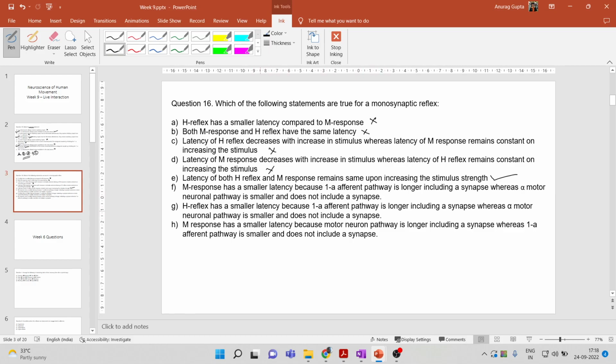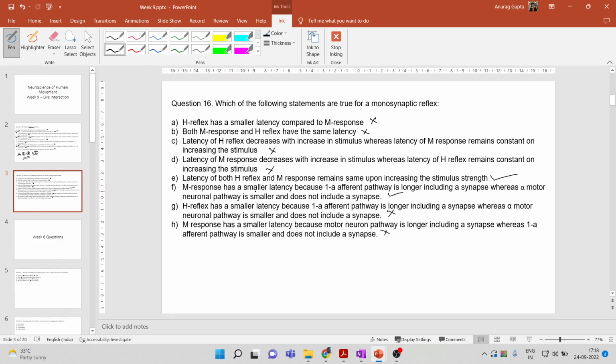Let us read all these three options and then we will see which is the correct one. The Hertz reflex has a smaller latency because the 1A afferent pathway is longer, including a synapse, whereas alpha motor neuronal pathway is smaller and does not include a synapse. This is wrong. M response has a smaller latency because the motor neuronal pathway is longer, including a synapse, whereas 1A afferent pathway is smaller and does not include a synapse. This is wrong. So this is the correct answer.